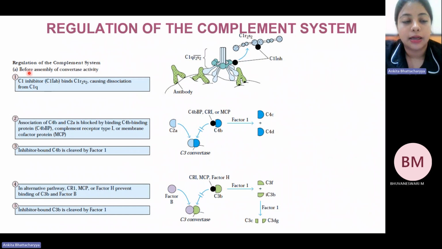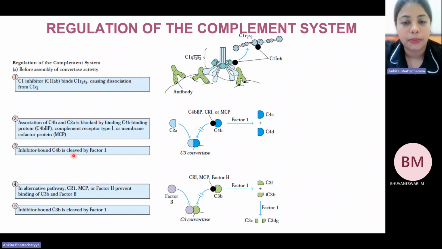First step is the binding of the C1 inhibitor, which binds to C1R2S2, causing its dissociation from C1q. Second, the association of C4b and C2a is blocked by binding of C4b binding protein, complement receptor type 1, or membrane cofactor protein, which is MCP. So here you can see the association between C4b and C2a. This is C4b, C2a, which together form the C3 convertase. You are disrupting that.